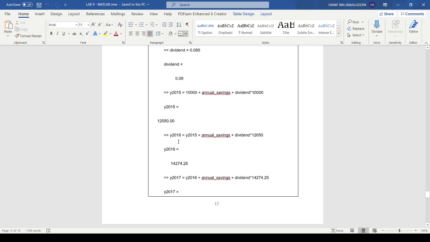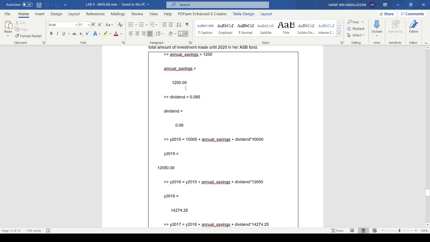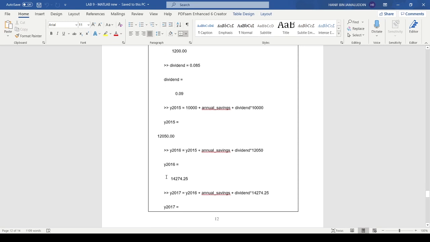So for the next year 2016, we add the previous value in 2015, which is 12,050, plus the annual savings which is 1,200, plus dividend which is 0.09 times the previous value which is 12,050, and then we get 14,274 for the year 2016.